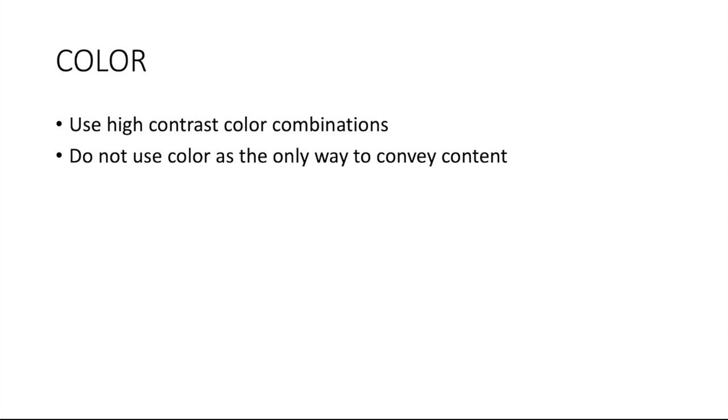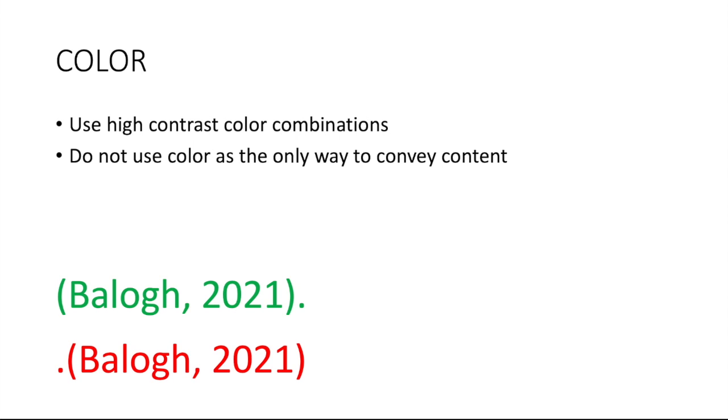You want to try not to use color as the only way to convey content. In this example, I'm trying to tell writers that the top line of the text is the correct way to punctuate a citation, and the bottom line is incorrect. But the only way I've shown this is with color.